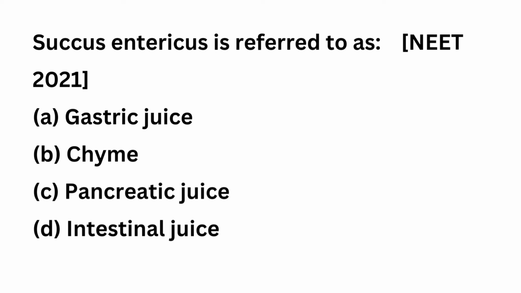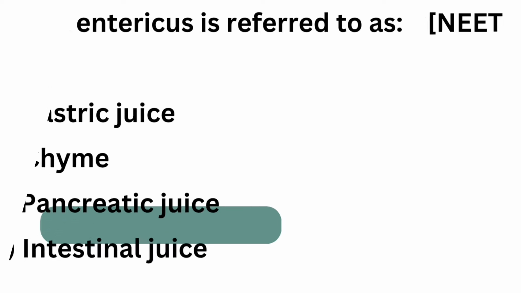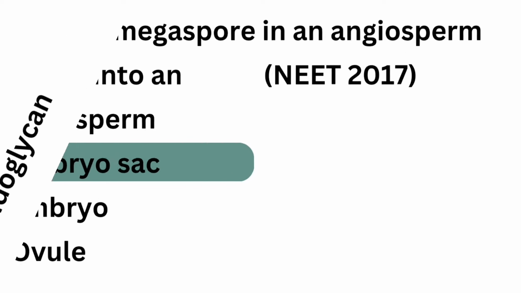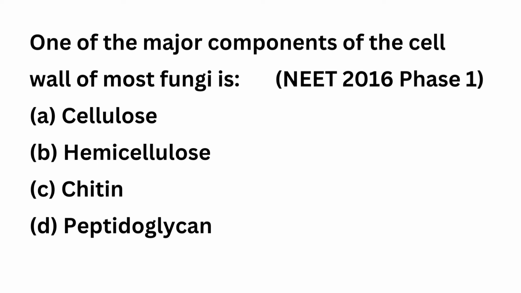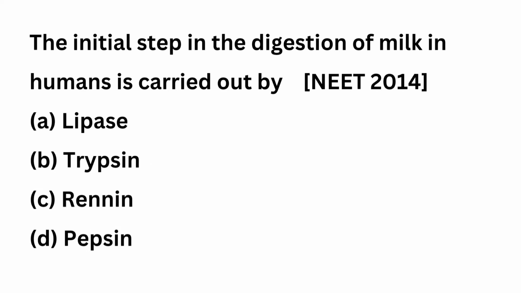Cycas circinalis is referred to as? Correct option D. Functional megaspore in an angiosperm develops into an? Correct option B. One of the major components of the cell wall of most fungi is? Correct option C. The initial step in the digestion of milk in humans is carried out by? Correct option D.